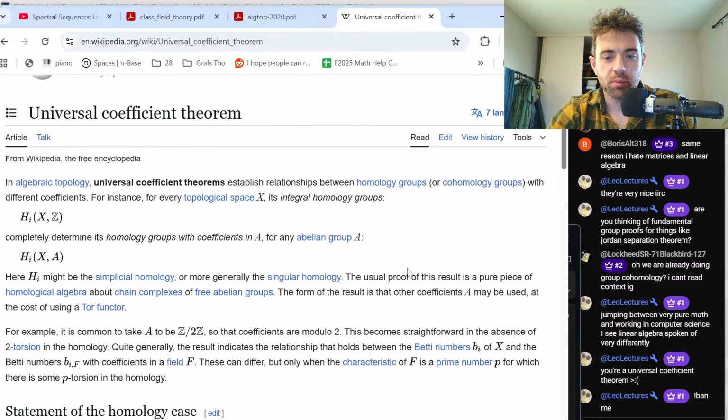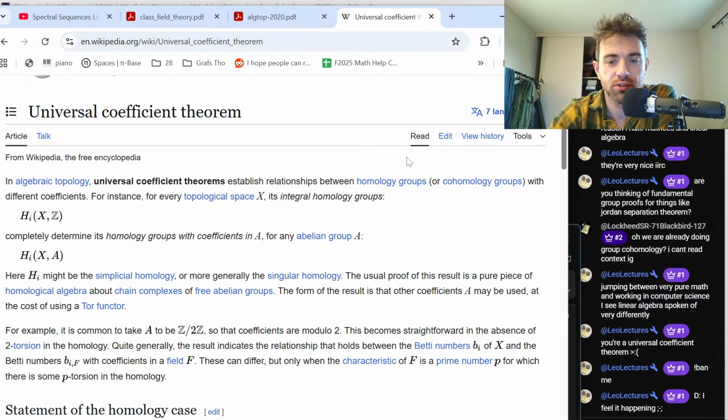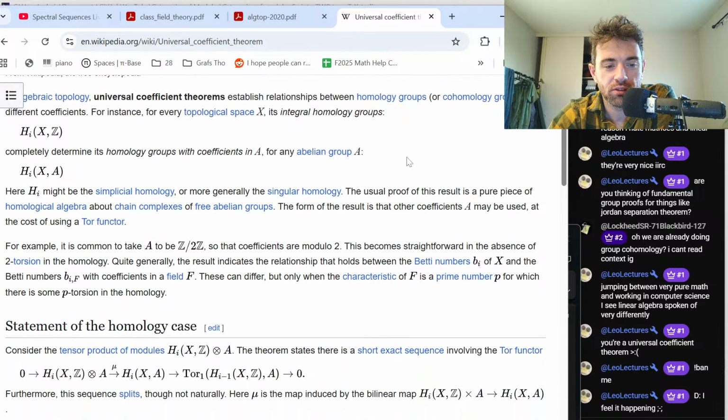I think you might be wrong this time, Leo. Jumping between very pure math and working computer science, you see linear algebra spoken of very differently. How could anyone hate the only thing we understand?